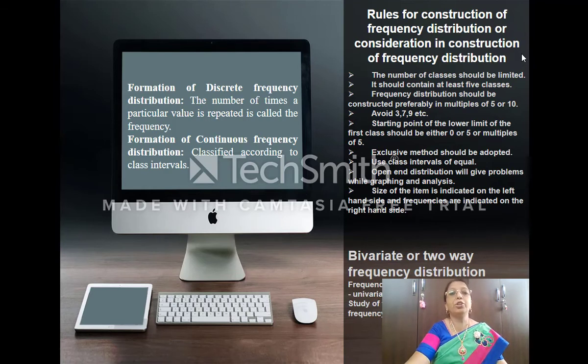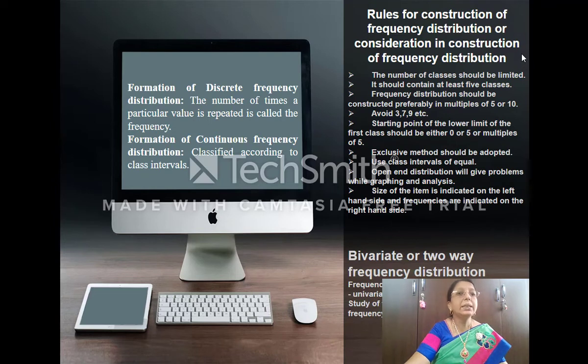Exclusive method should be adopted and we should use class intervals which are of equal size. Open-end distribution will not be used. So you should close the class interval. So if it is below 10, you close it with an equal limit, and if it is above 90, maybe the previous class is 80 to 90, the next class should be 90 to 100. So it should be closed, and the size of the item indicated on the left hand side of the frequency are indicated on the right hand side. So this is how you form a frequency distribution. Then you have a bivariate table.